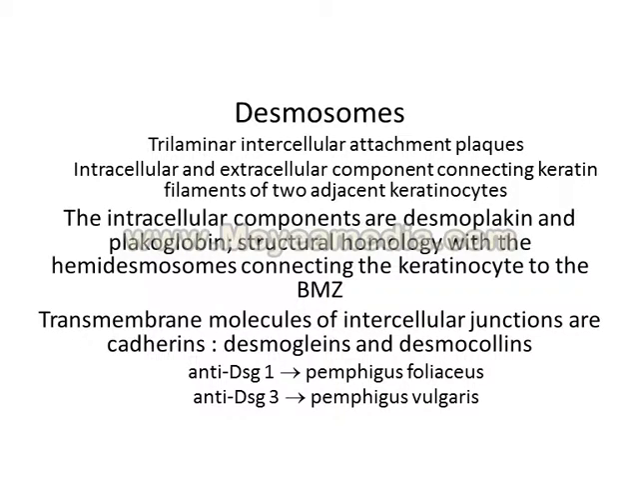The molecular structure of the desmosome is quite complex. I'll give you a moment to review the writing on the slide. I won't read it all to you, but the most important antigens here are the cadherins, which are desmogleins, glue for the desmosome, and also the desmocollins. Desmogleins 1 and 3 are important, being involved in pemphigus foliaceus and pemphigus vulgaris.